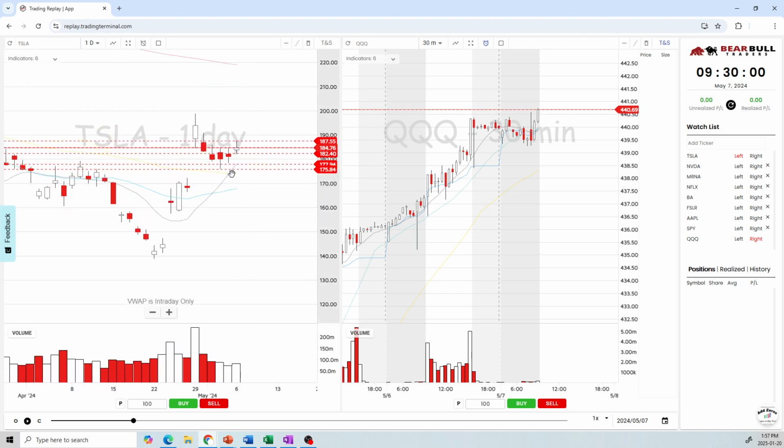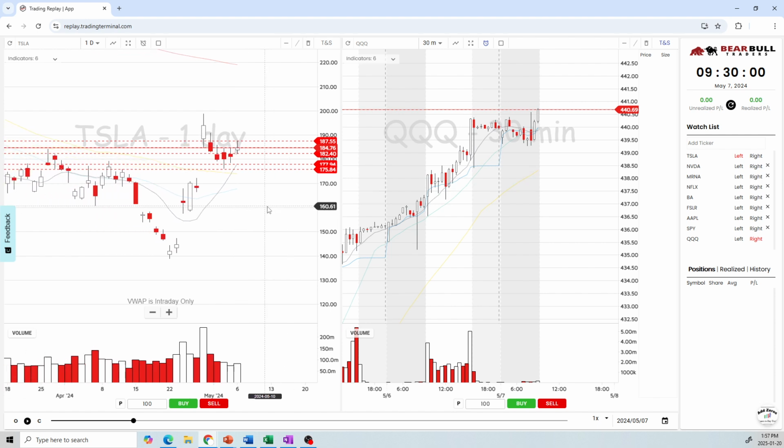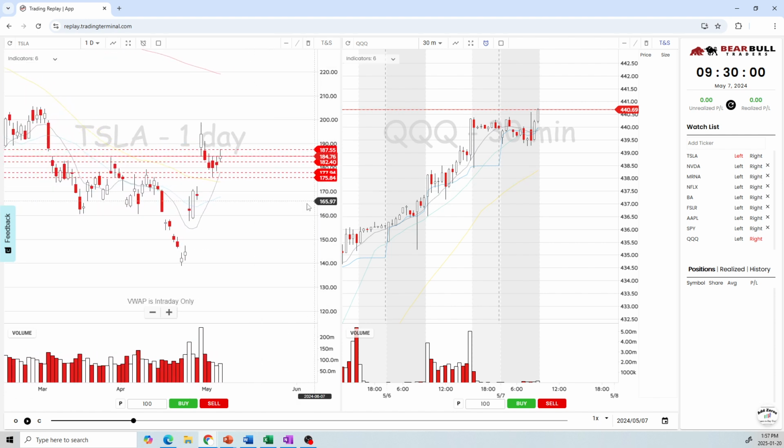So now, how are we going to play this? Till now, I can only see the context. The market is extended. Tesla made an extended move.